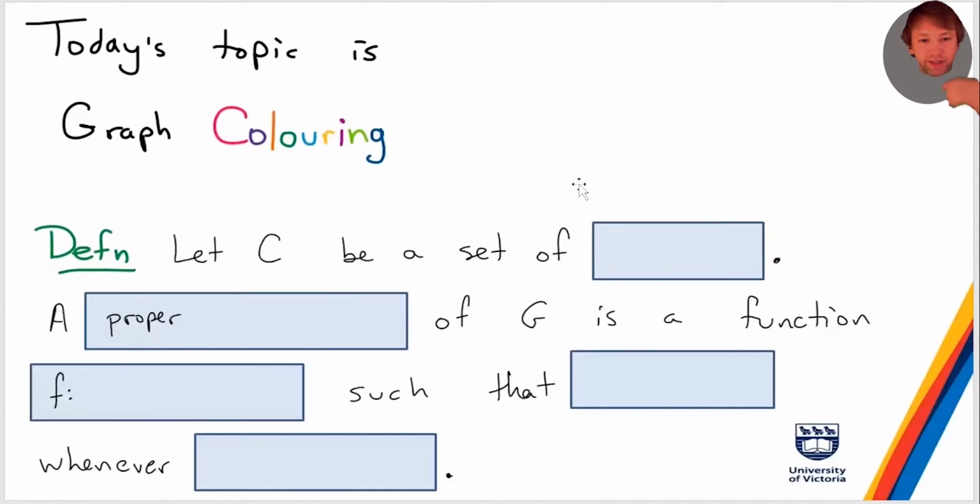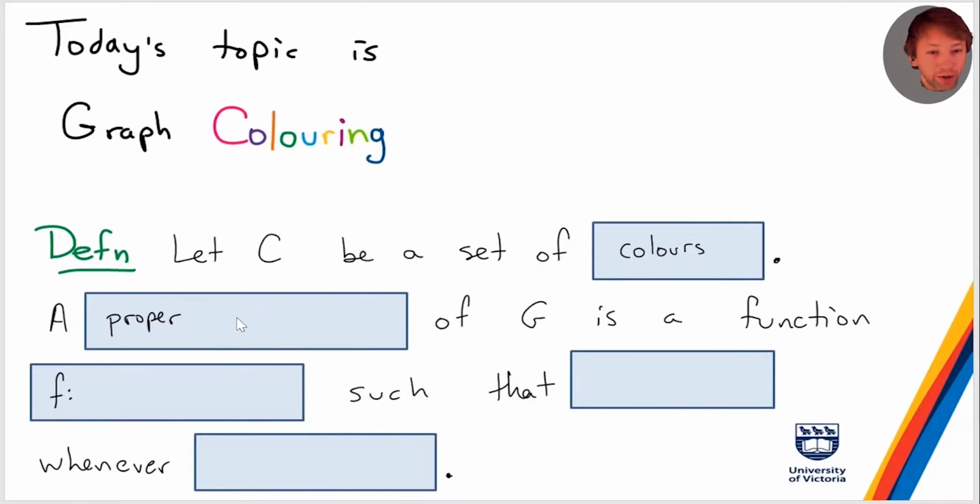Okay, let's get into what we want to talk about today, which is one of my favorite topics. In graph theory, it's the area of graph coloring. So let C be a set of colors. I'm just giving you a definition right now.